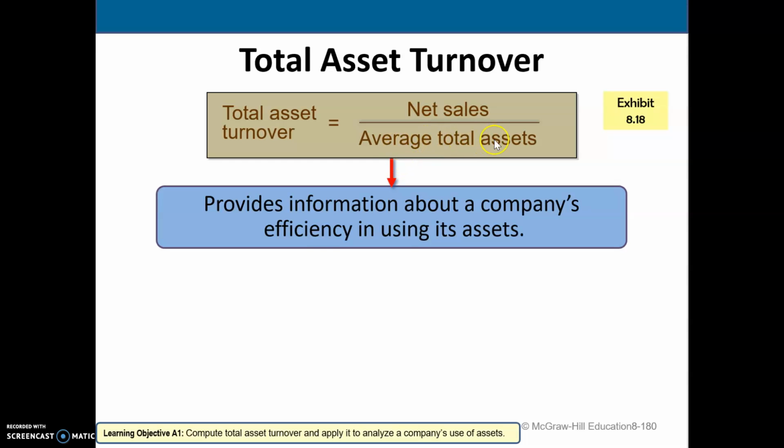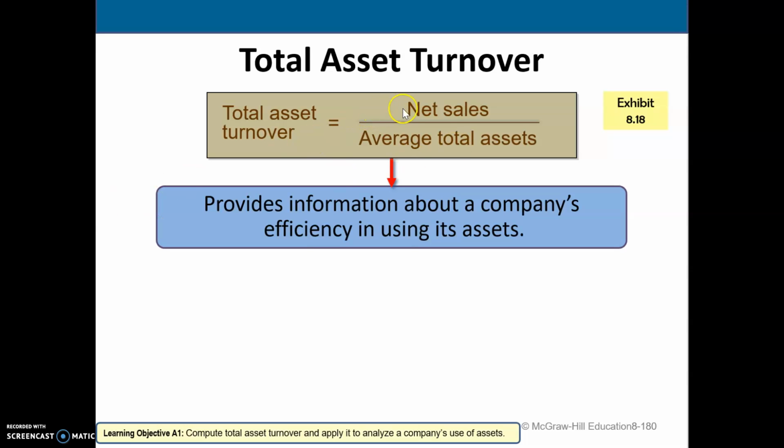And we know you get the average total assets by taking the total assets at the beginning of the year, which is whatever we ended last year with, and then add this year's ending total assets, add that together, come to a subtotal, and divide by 2. Your average total assets should fall somewhere in between the beginning total assets and the ending total assets.